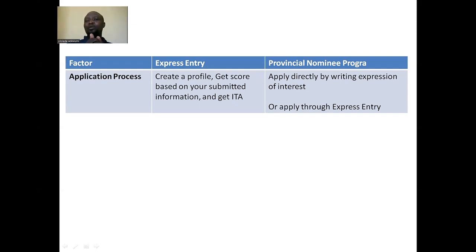So now under the Provincial Nominee Program, you have the option of applying directly. Okay, just contact the province and apply directly, read their requirements and everything, and apply directly without combining Express Entry. Or another option that you have is to apply through Express Entry.